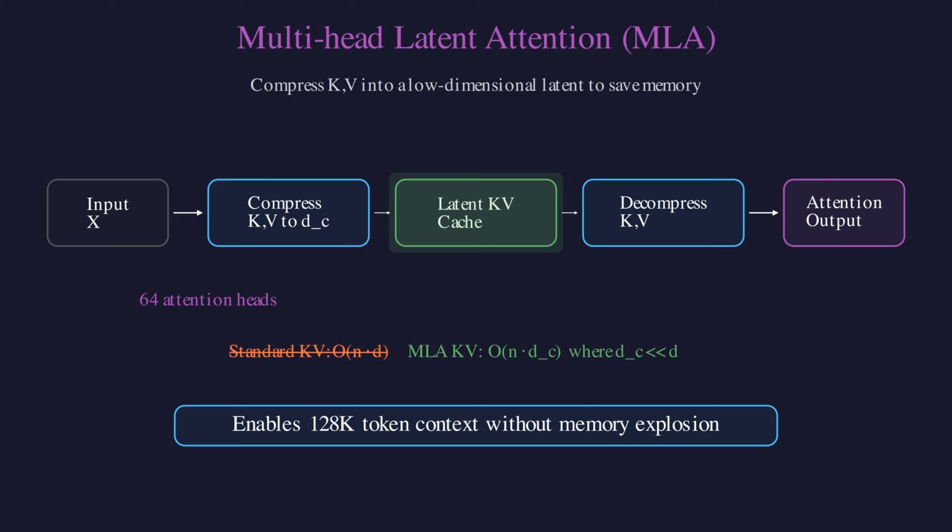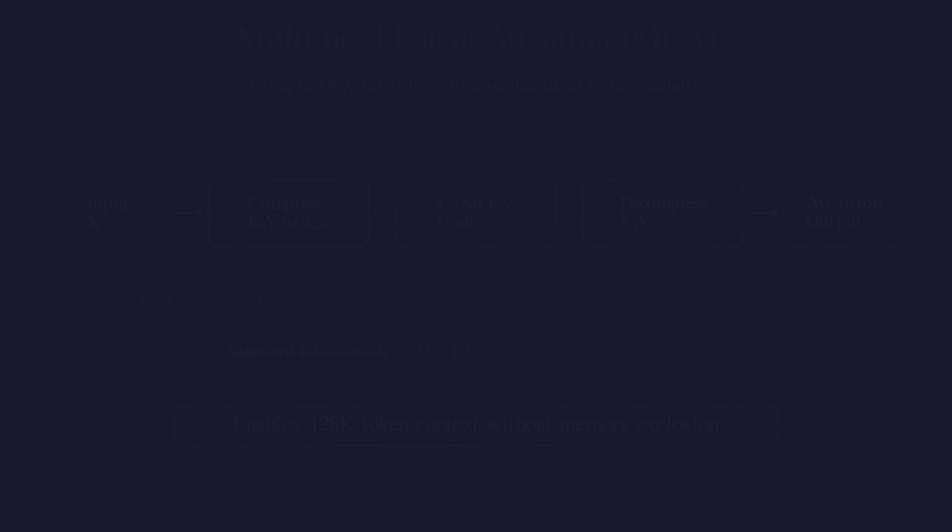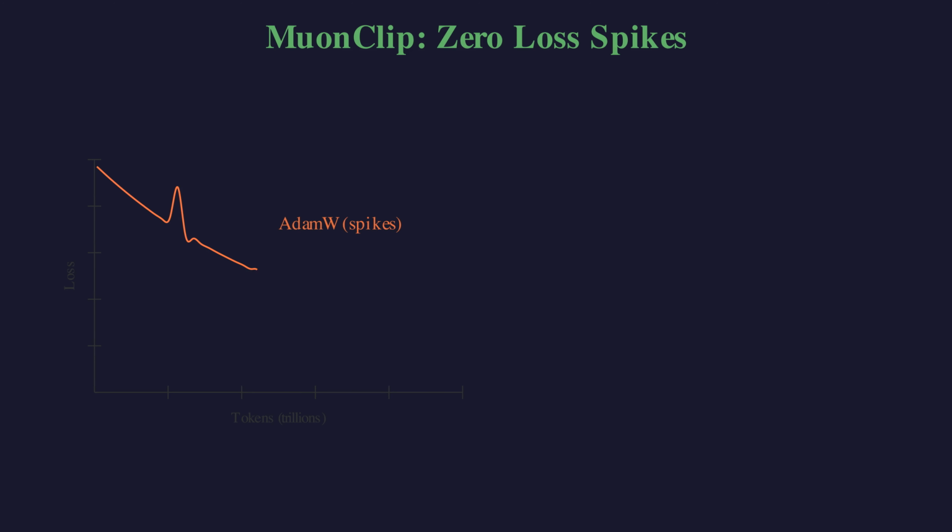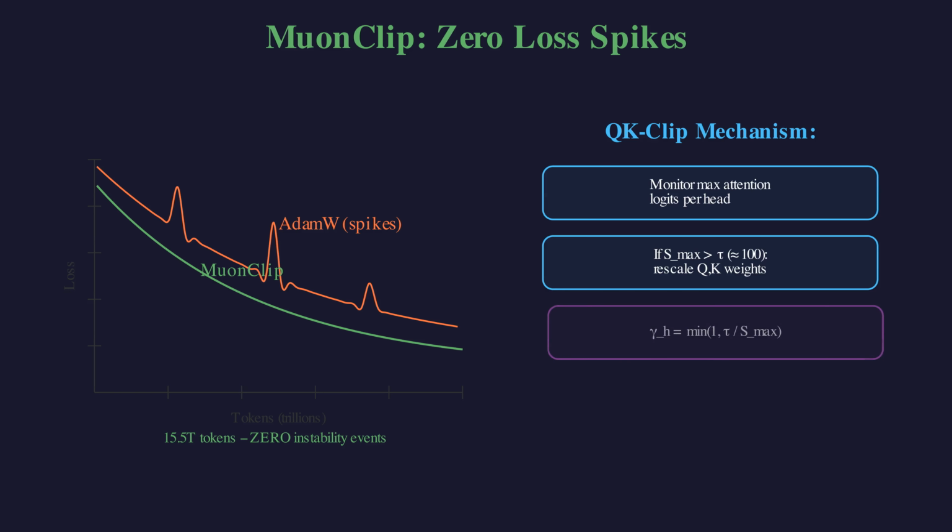When the input comes in, it gets squeezed down to a compact representation and then decompressed when it's time to compute attention. A standard cache scales linearly with the full hidden dimension, but multi-head latent attention scales with a much smaller compressed dimension, which is how you fit 128,000 tokens in memory without melting your hardware.